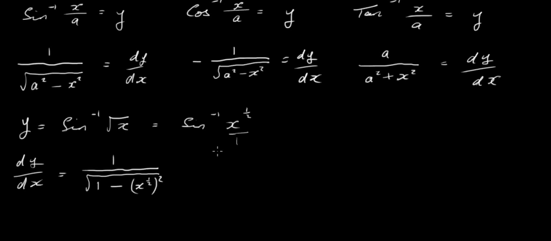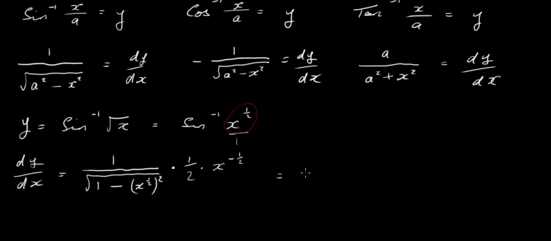Now because this wasn't an x, it was x to the power of a half, we've got to use the chain rule, so I've got to multiply this by what I get when I differentiate this bit here. So I've got to differentiate the x bit. So let's do that. Well, to differentiate that, we've seen that earlier, bring the half down, multiply it by x, and then subtract 1 from the power, so that's minus half.